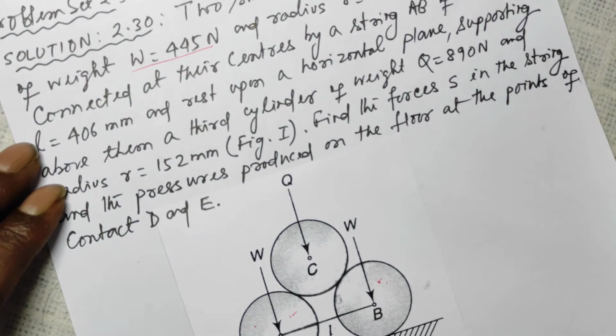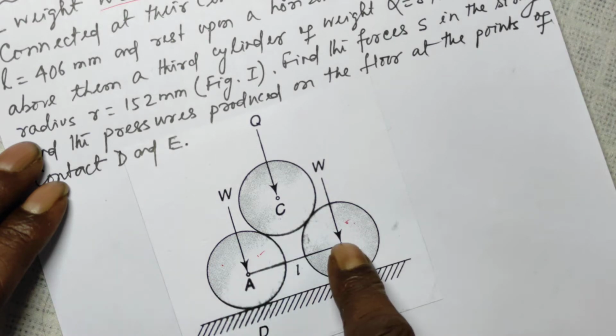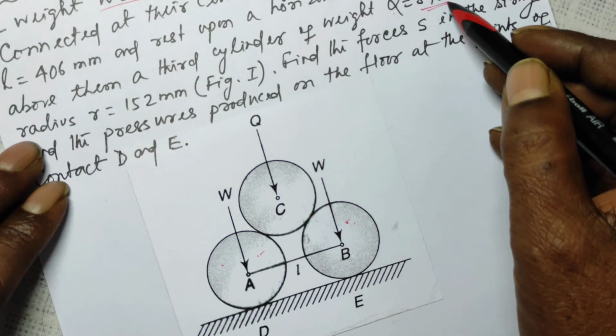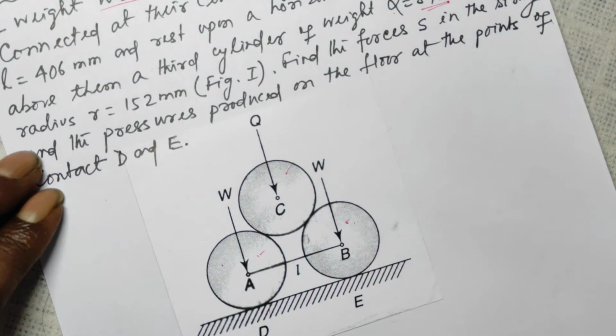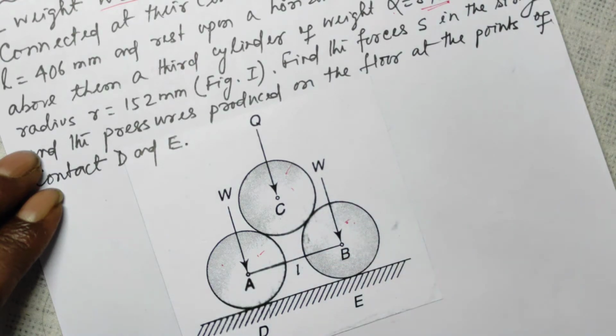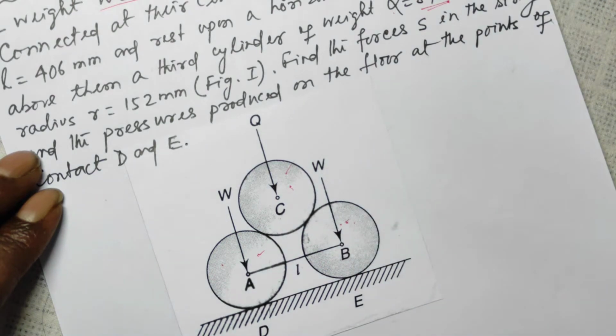And both the cylinders rest upon a horizontal plane. This is the horizontal plane. Supporting above them is another cylinder, a third cylinder of weight Q equal to 890 Newton. And the radius of this one is 152 millimeter. Means the radius of all three cylinders is identical, but the weights are not identical. These two have the same weight. This has a different weight.